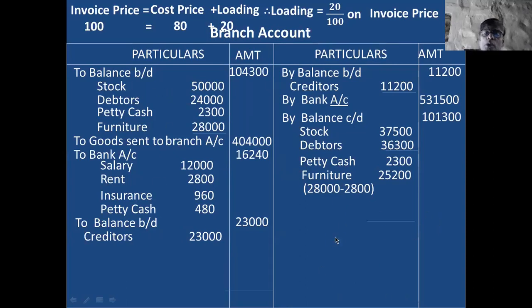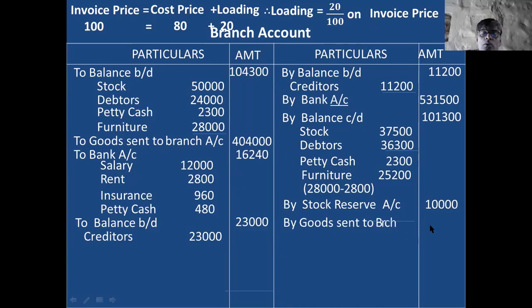Now you have to remove the loading. First is stock reserve. Opening stock is 50,000. On that, 25% invoice price loading. First method, first equation, you apply and remove it. This is 10,000, that is 50,000 into 25%. Then goods sent to branch, 4,04,000 into 25%.